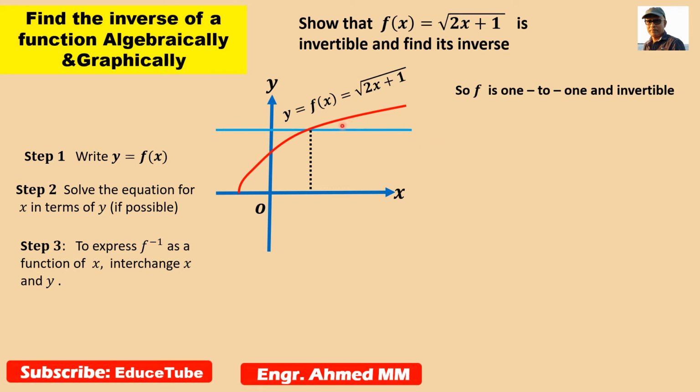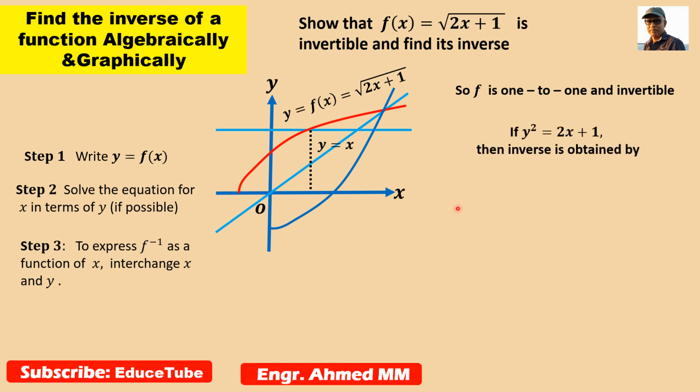What we understood, as I explained in the previous slide, is that here it is intersecting at one point. So surely this function is one-to-one, and it has an inverse function. So now I will draw the line y equals x to get the reflection of this. Let's see first algebraically what the inverse function is.